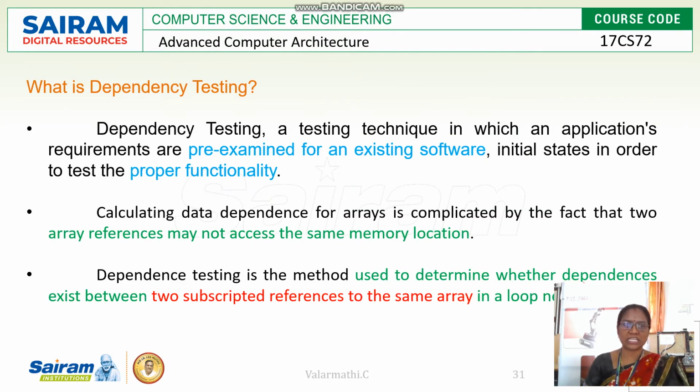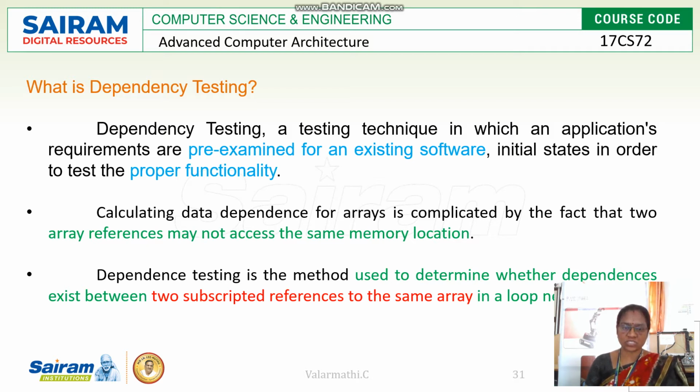Why is this dependence testing required? What does dependence testing mean? It is a technique in which the application's requirements are pre-examined for existing software, because calculating the data dependence for an array is complicated. It is not easy. Why is it complicated? Because two array references may not access the same memory location.